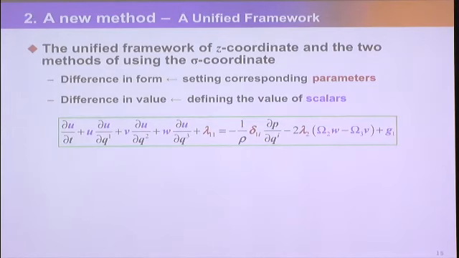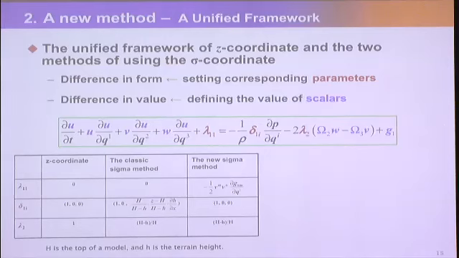How to do that? We face two problems. The first one is the difference in the form, and the second one is the different value. We design three parameters, these three, and value them differently in each coordinate.